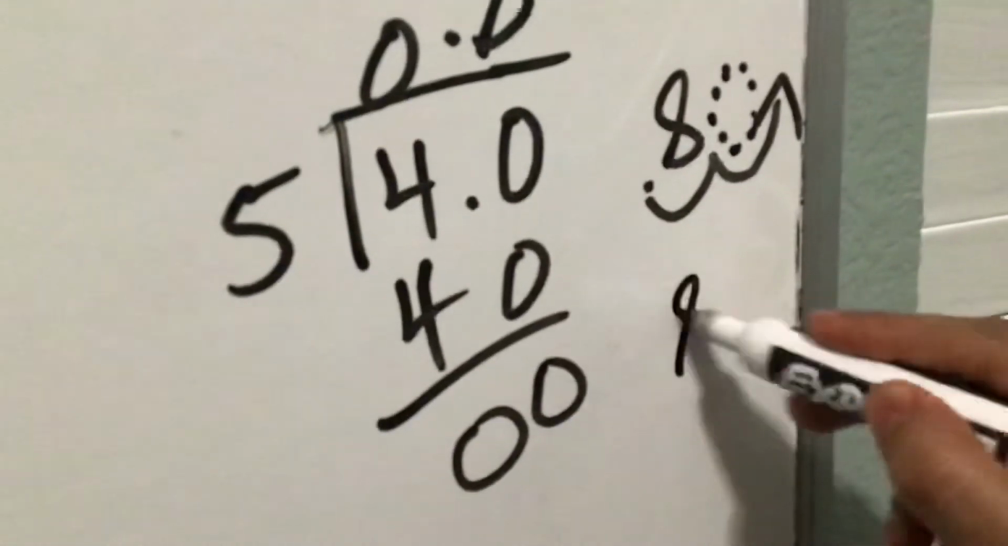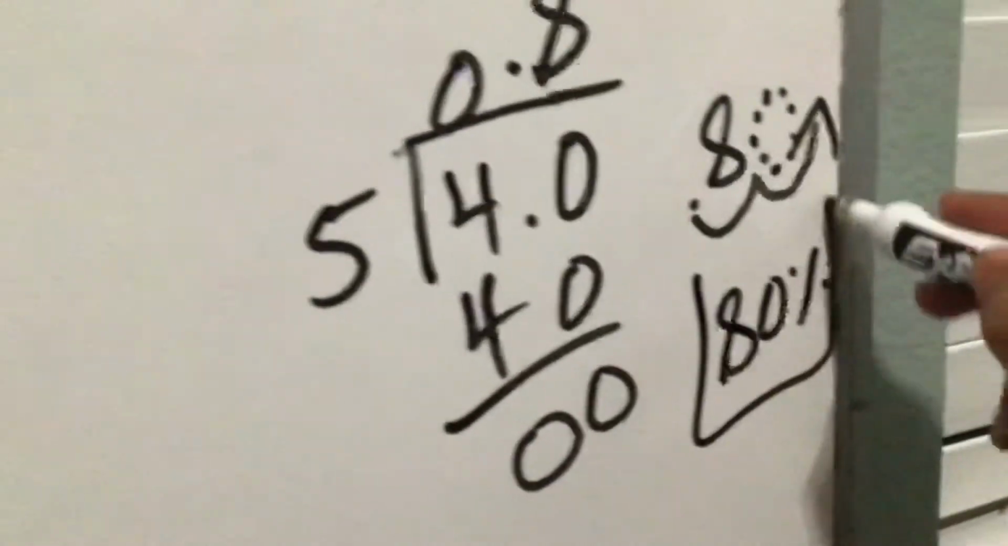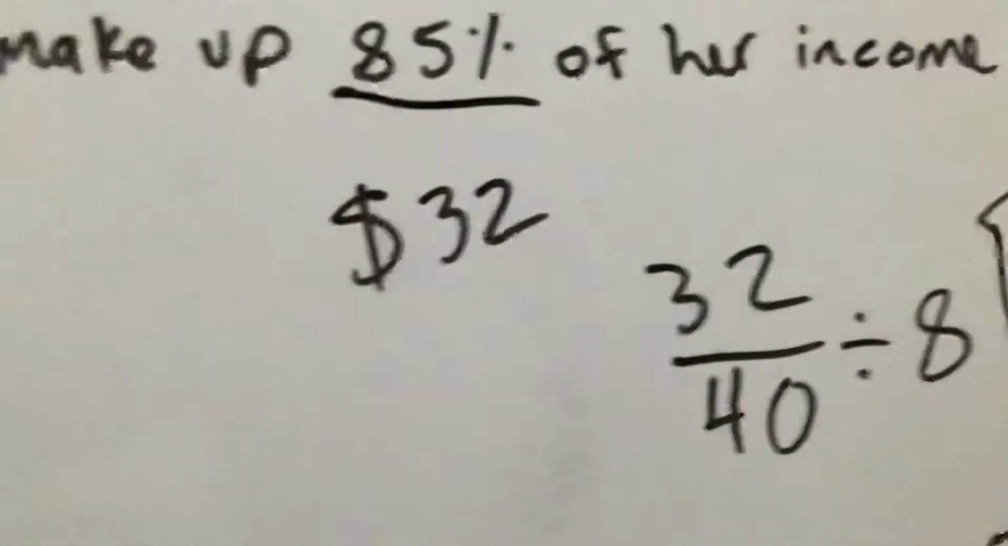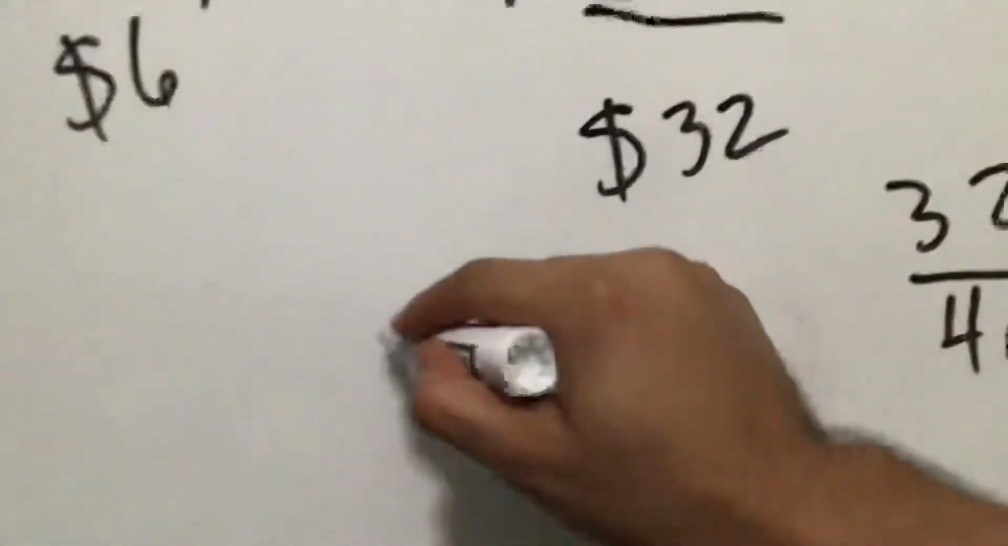So 4/5 represents 80%. Is that what they're asking you, number 2? And you can see that no, they're saying that's 85. So this one, it should be a no.